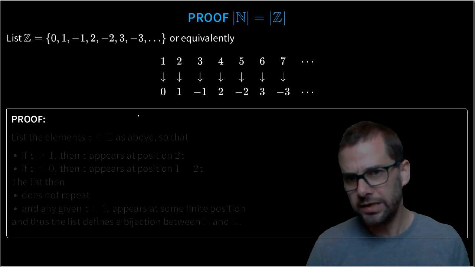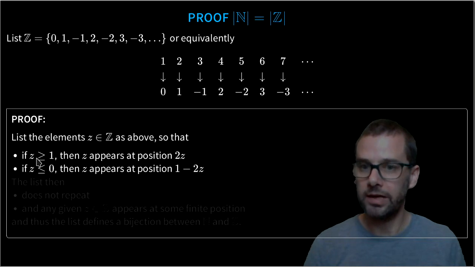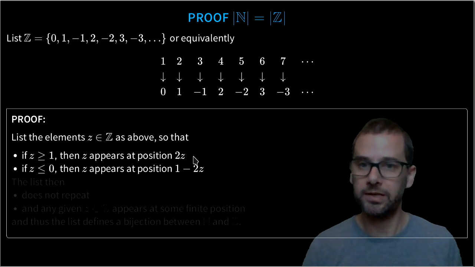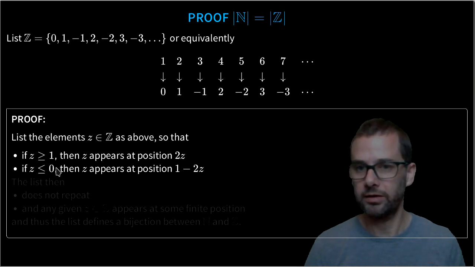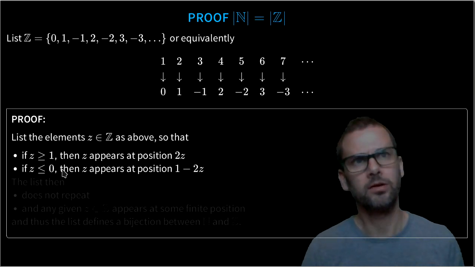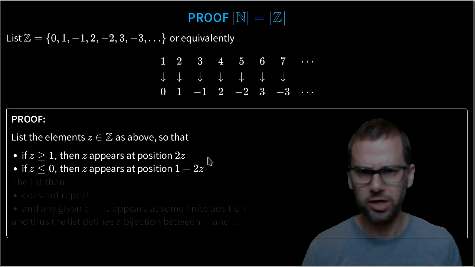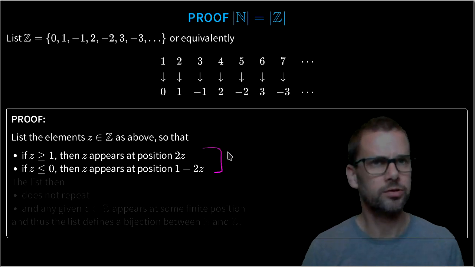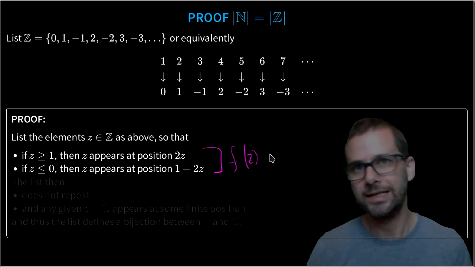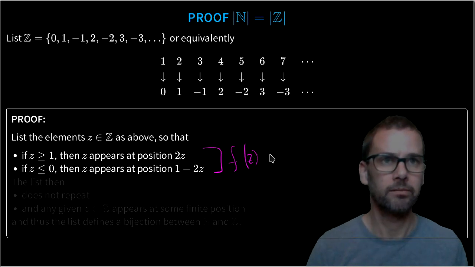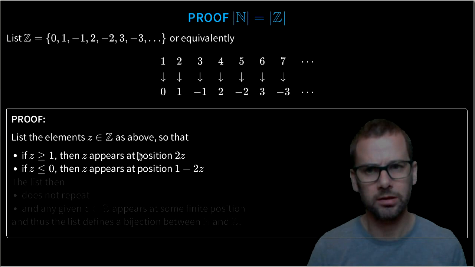Okay, so if we list out all the elements of Z as here, then we see that any positive integer z appears at position 2z, and any non-positive integer appears at position 1 - 2z. And you can check that these are right. If you really wanted, you could make this into a single function f(z) and work out a concise formula, but this is good enough. We don't need to do that. We just need to describe how to construct the list.